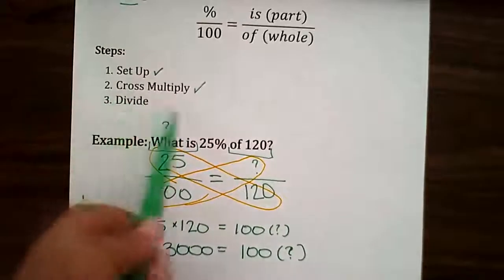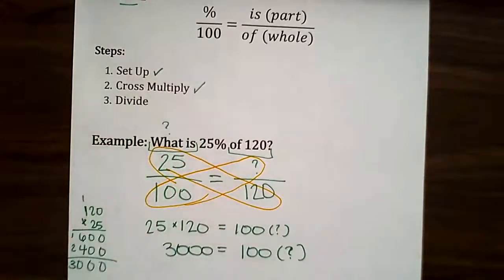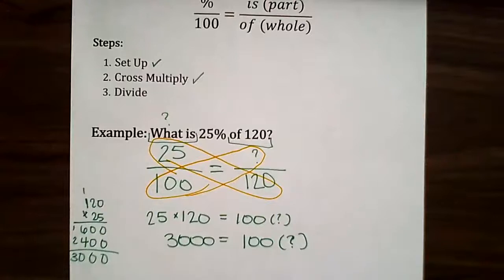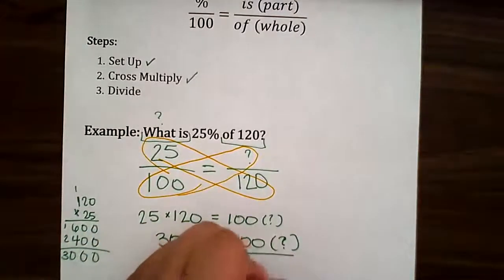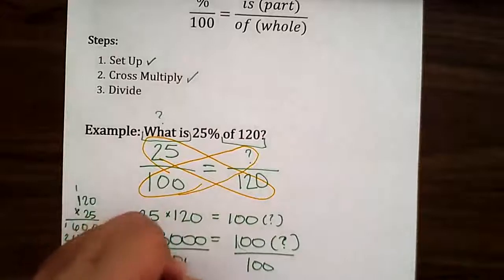Now I'm going to divide. And what we're going to divide by is whatever is attached to my unknown. I need to get rid of 100 so I can figure out my unknown. Again, I'm going to get rid of whatever is attached to it. It's attached by multiplication because we cross multiplied. So I'm going to get rid of it. And to get rid of it, I'm going to undo it, which is simply divide. So I'm going to divide everything by 100.